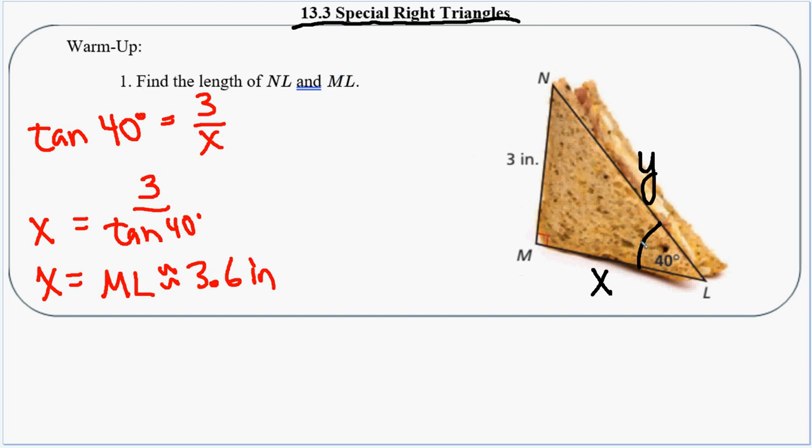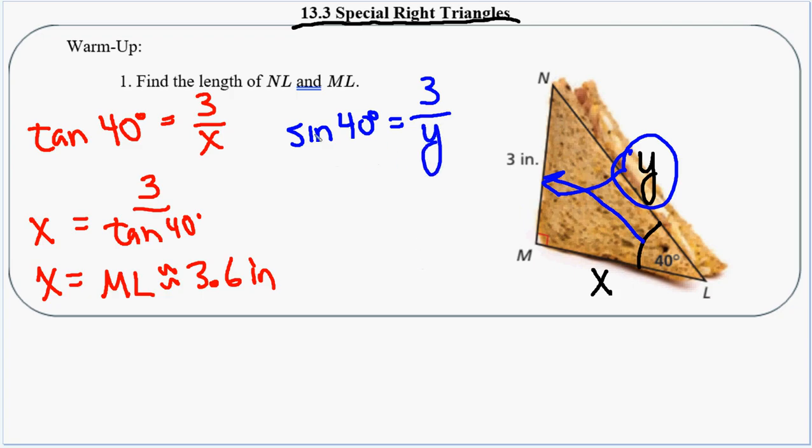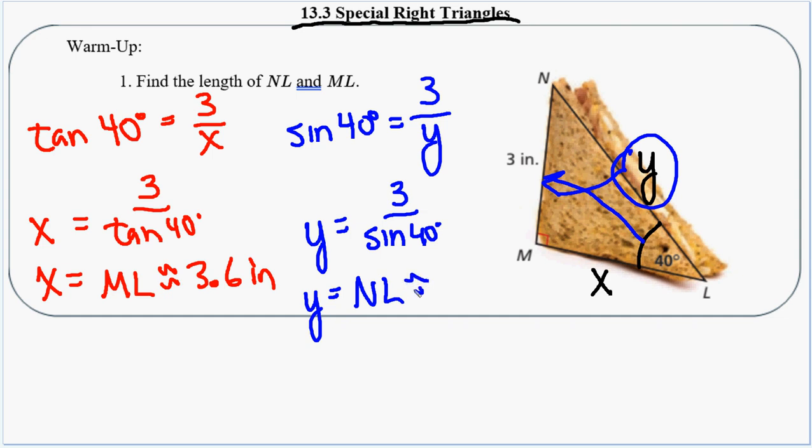Okay, now we're back at the 40-degree angle. Again, we have the opposite, and now we want the hypotenuse y. Opposites and hypotenuse means sine is involved. The sine of 40 equals opposite 3 over hypotenuse y. Multiply by y, divide by sine of 40. So y is 3 divided by the sine of 40 degrees. So that means side y, or the hypotenuse NL, is about 4.7.